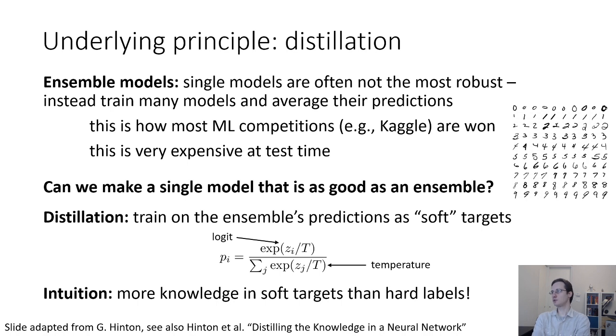But if you look at some of the 2's, for example, the rightmost 2, it looks kind of like maybe an 8 or a backward 6. So you might expect that your ensemble might say, well, it's 80% likely to be a 2, but maybe it's 15% likely to be an 8 and 5% likely to be a 6.